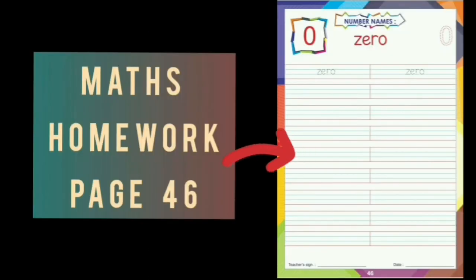Children, you have to write number name 0 in your maths homework book, page number 46 at your convenience.